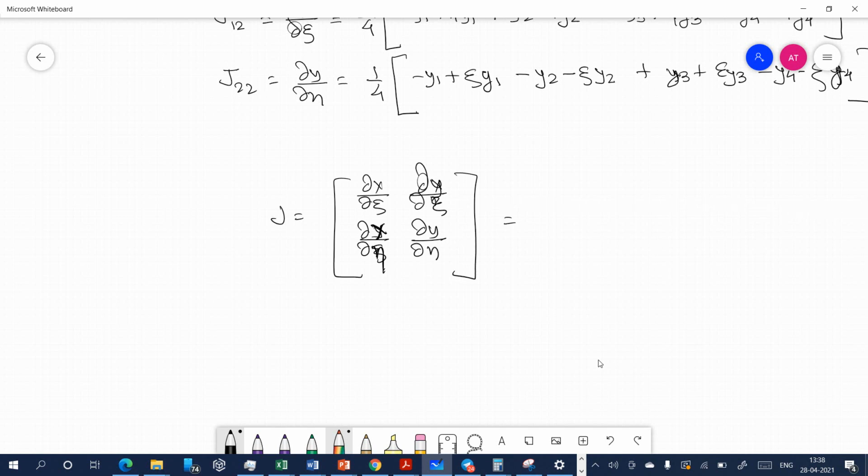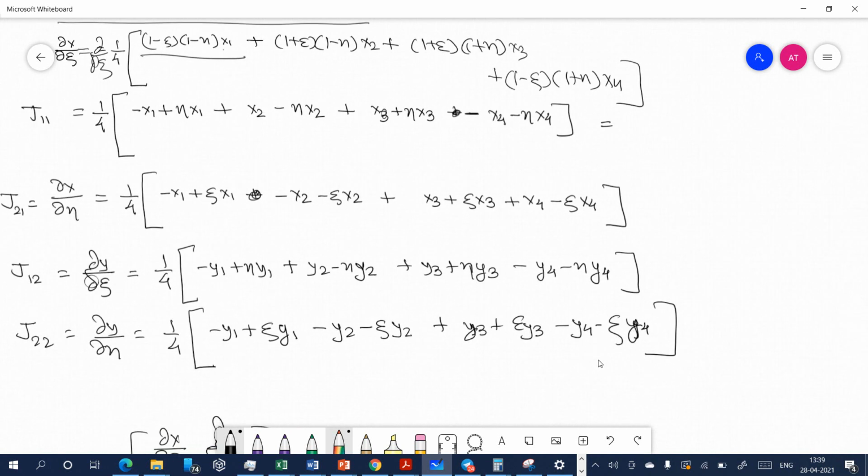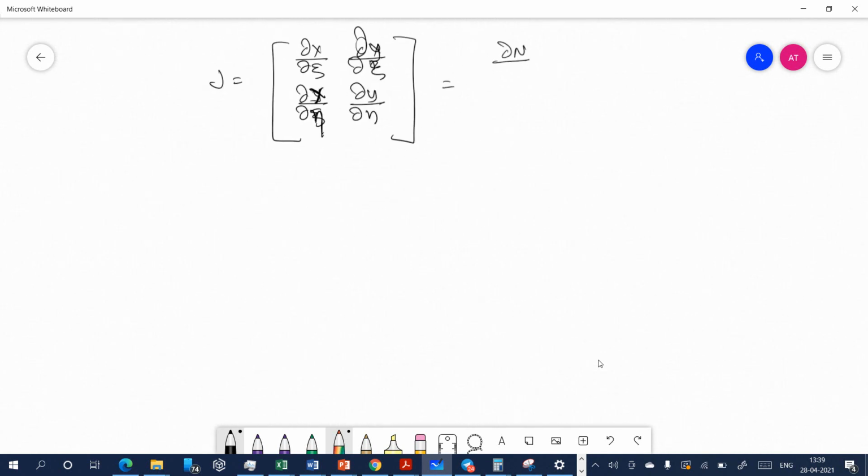So I can simply do what? I can write it as del N1, but then this will become a big matrix. Oh, but I can break it like this also. So instead of multiplying x1, x2, x3 and x4, I can simply write the terms which are there. Yeah, I can do that.